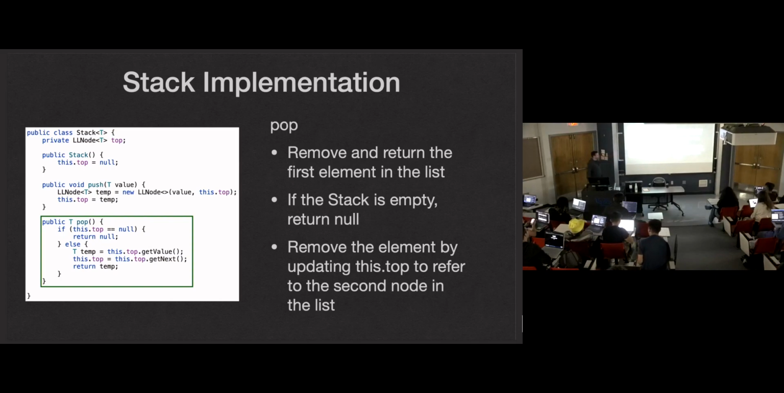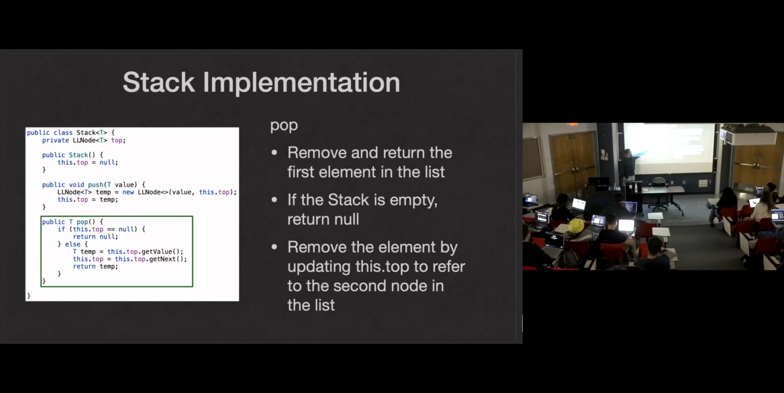If the stack is not empty, that means top does have a reference to a linked list node. We can safely use the dot operator on it because we know it's not null. We're not going to get that null pointer exception. And we want to update this.top to this.top.getNext. So we're updating top to refer to the second node in the linked list instead of the first.